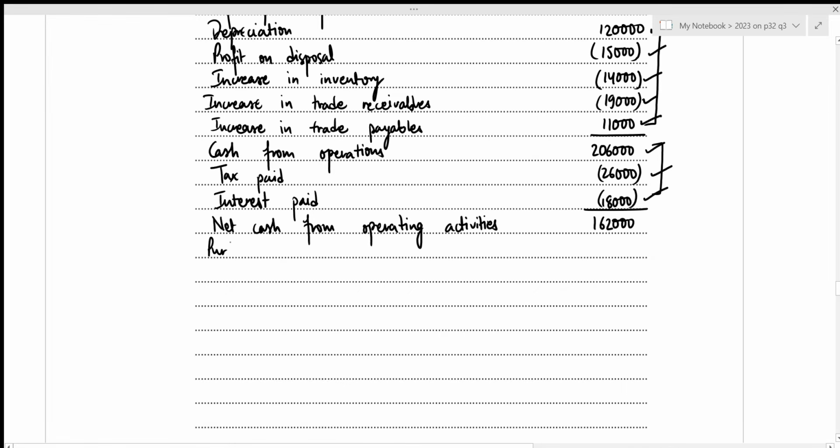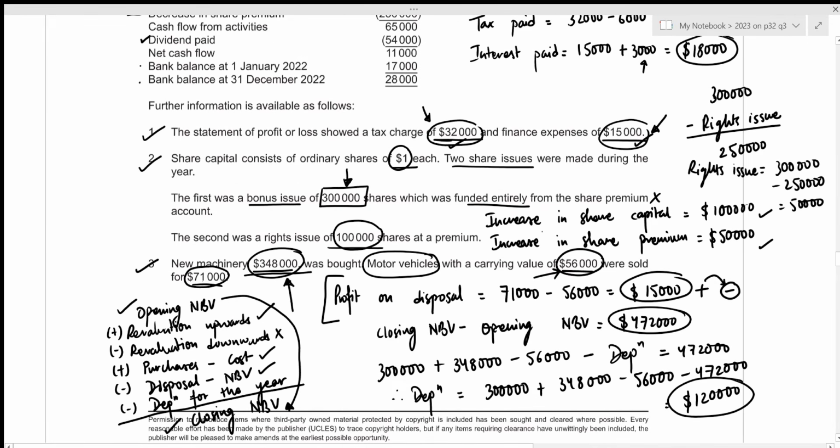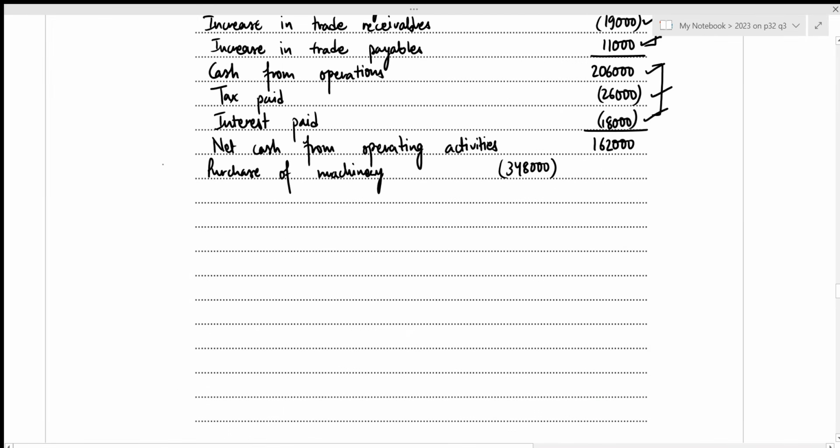So we can write it under the heading of purchase of machinery. And this was of 348,000. Okay, and we also have disposal. So after disposing the motor vehicles, we received an amount of 71,000. So this is the cash inflow for the business. We need to add it. We can write it under the heading of sale of motor vehicles. That was of 71,000. And that's all for our investing activities.